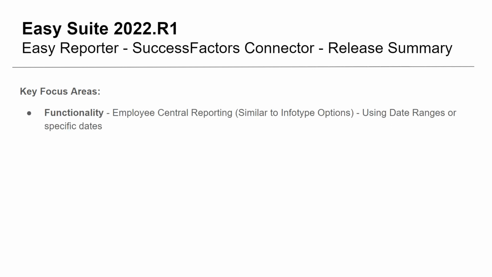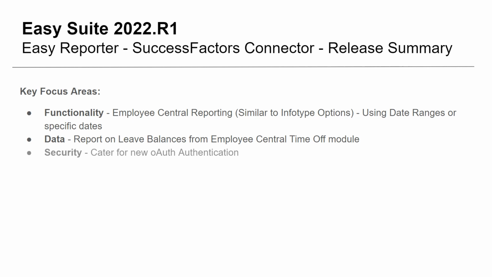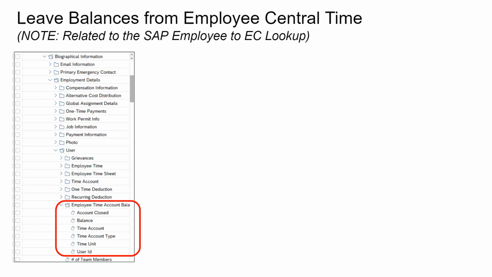Functionality. So through the Employee Central reporting, we've added similar options to the info type reporting options, which means we've added date ranges, the ability to report data across date ranges or specific dates. From a data perspective, we've added the ability to report on the leave balances from the Employee Central Time Off module. And from a security perspective, we've catered for the new OAuth authentication that SuccessFactors has released. So let's take a closer look at these enhancements.